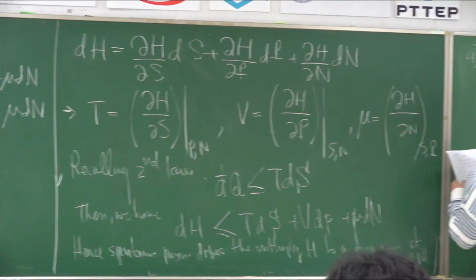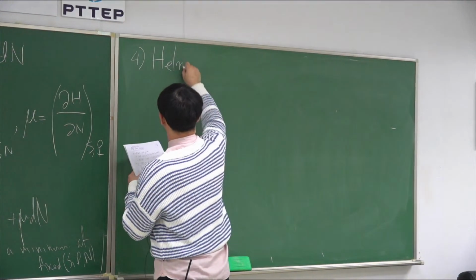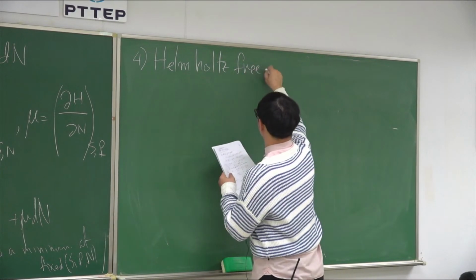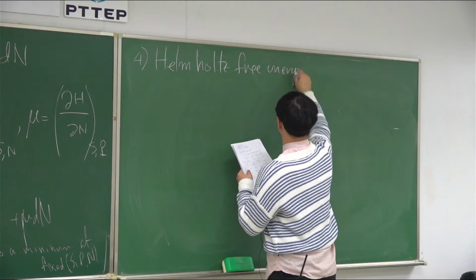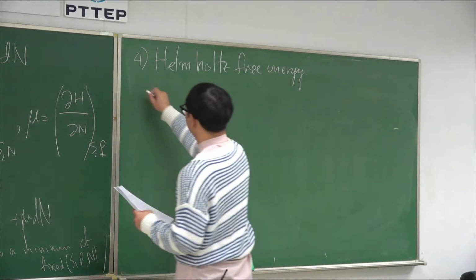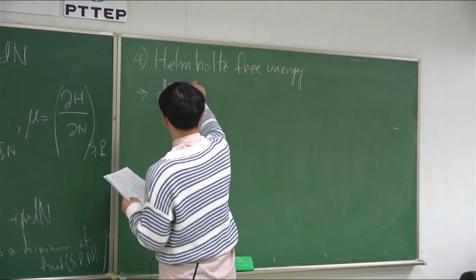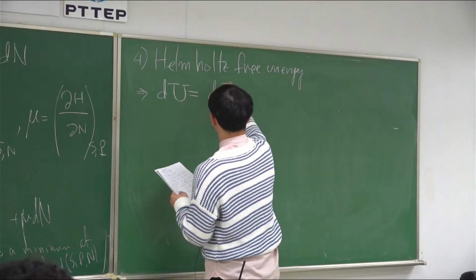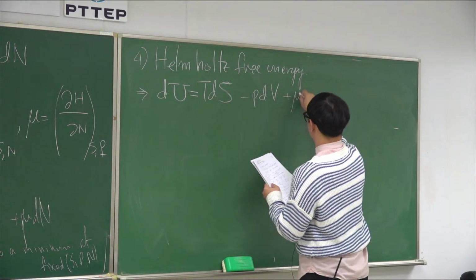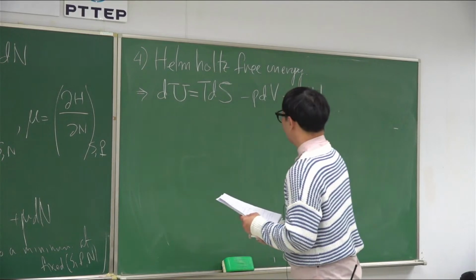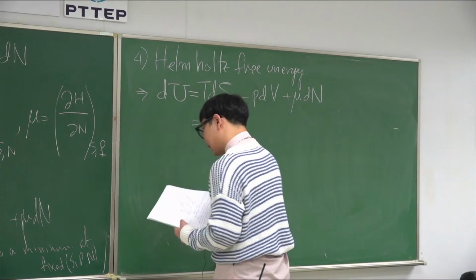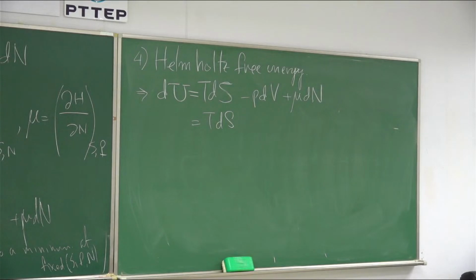We have Helmholtz free energy here. Again, I start with this definition of the chain of internal energy. And what I'm going to do is add a magic zero again, but in a different way.